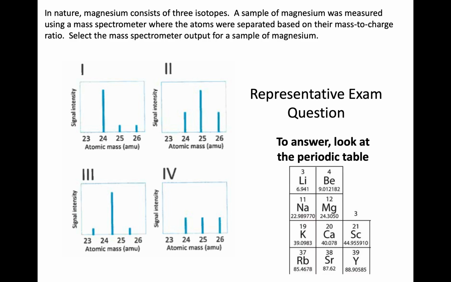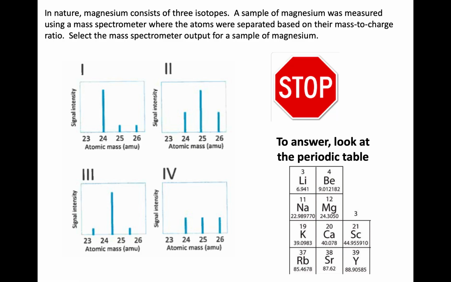One piece of information, if we look to the periodic table, we know that the weighted average mass has to be about 24.3. So qualitatively, which one of these do you think describes the output for the mass spectrometer? Pause the video, share your ideas.